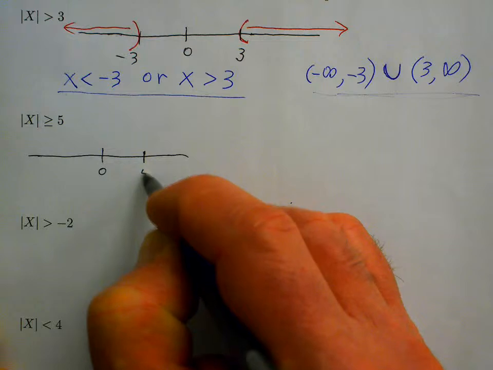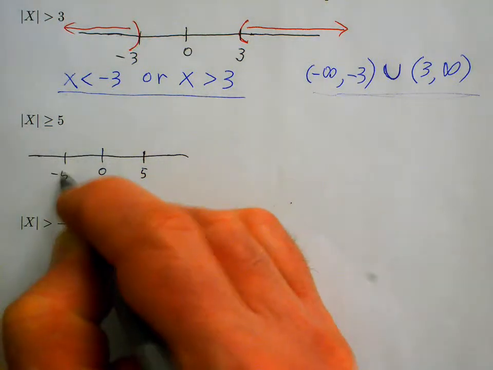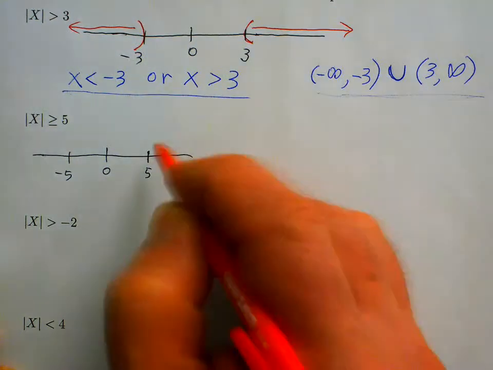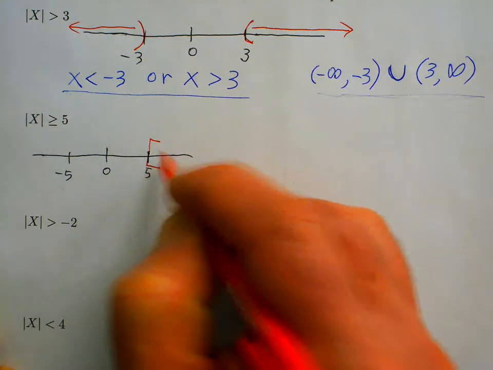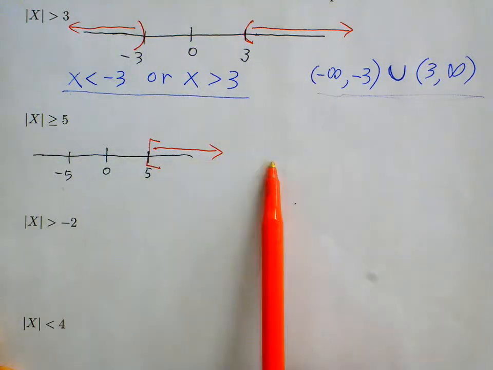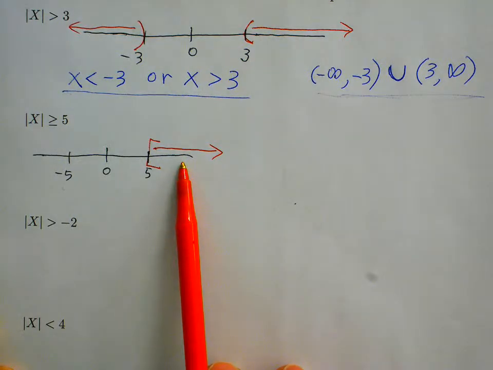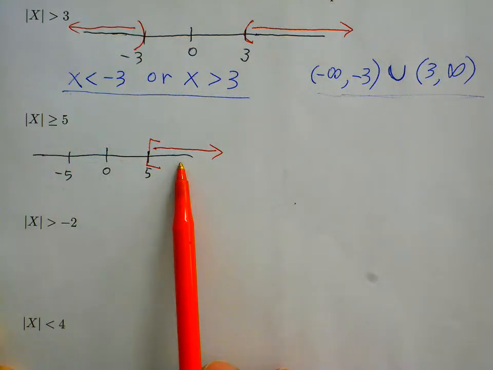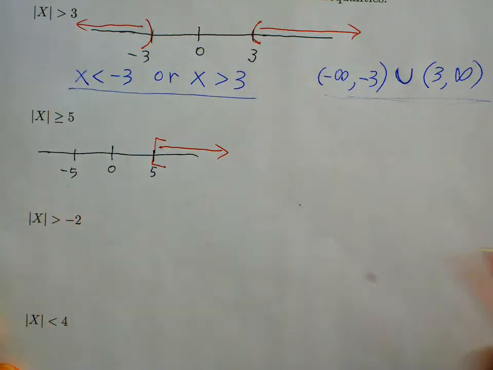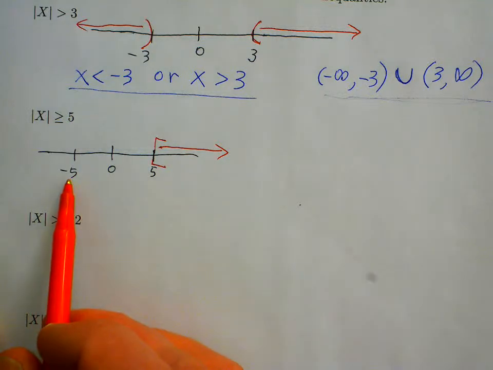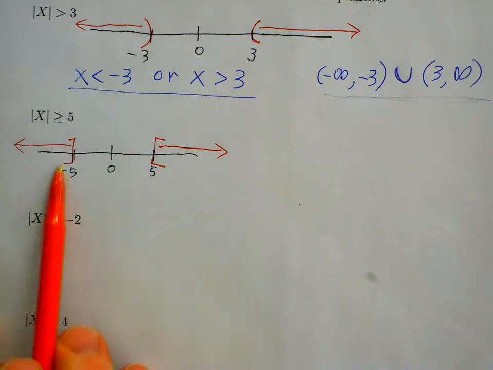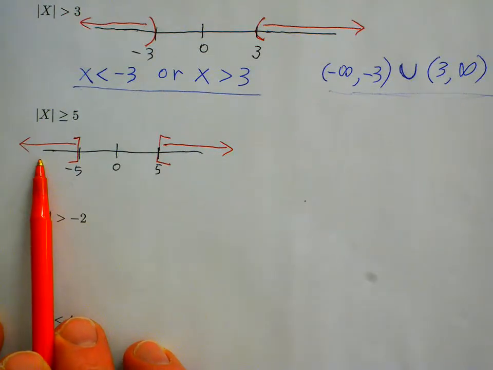So if we plot 5 and -5, one part of the solution are from 5, including 5, and to the right. So all of these numbers from 5 to infinity, they all have a distance from 0 greater than or equal to 5. But there's another part of the number line that is also part of the solution set. All of the numbers from -5 and to the left, all of those numbers have a distance from 0 greater than or equal to 5 also.